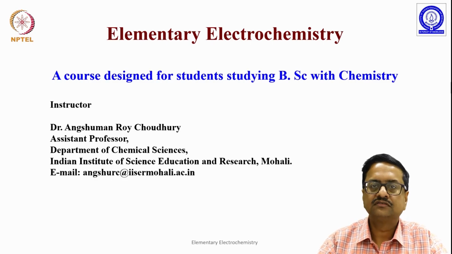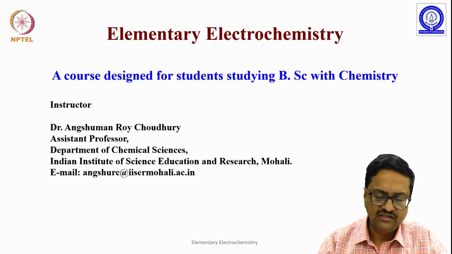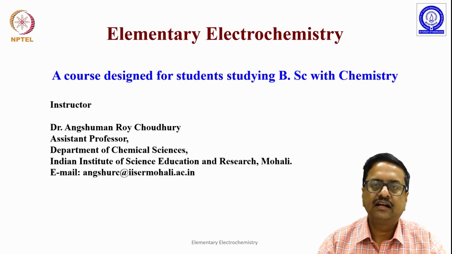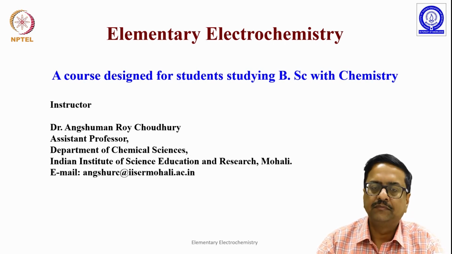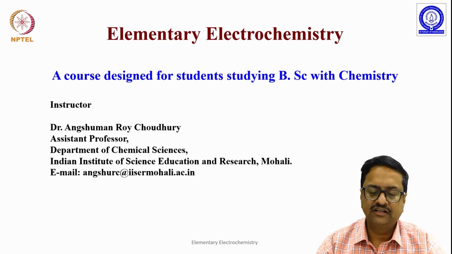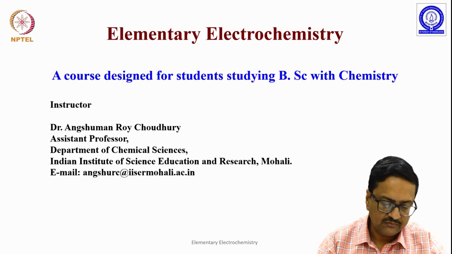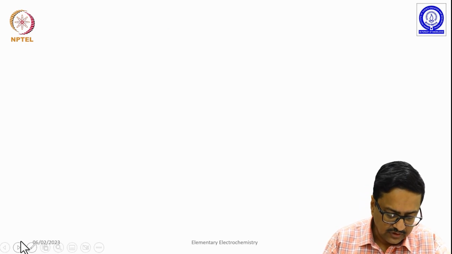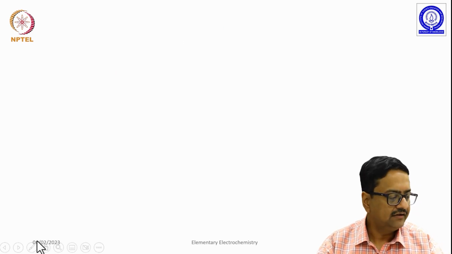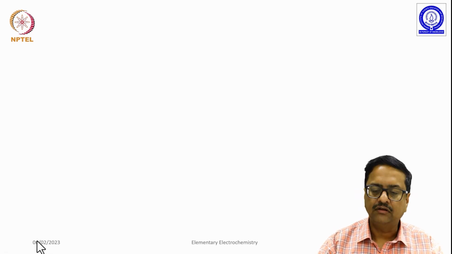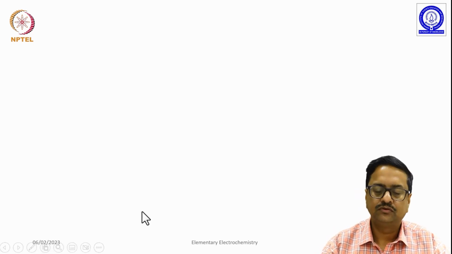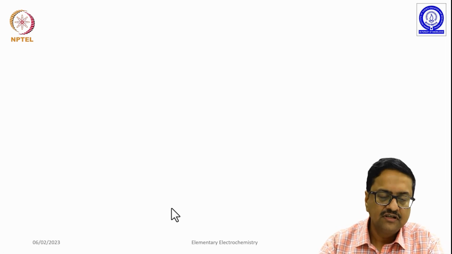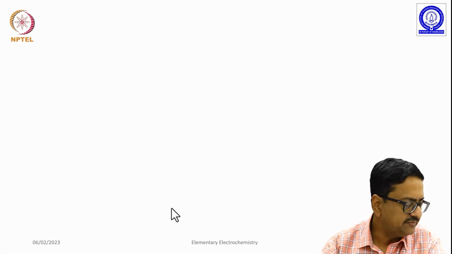Welcome back to the course entitled Elementary Electrochemistry. In the previous class, we started discussing some of the applications of conductometric titrations, or the measurement of conductance. If you remember, I had given you a few problems, and I had asked you to try to draw the titration plots for some proposed experiments.